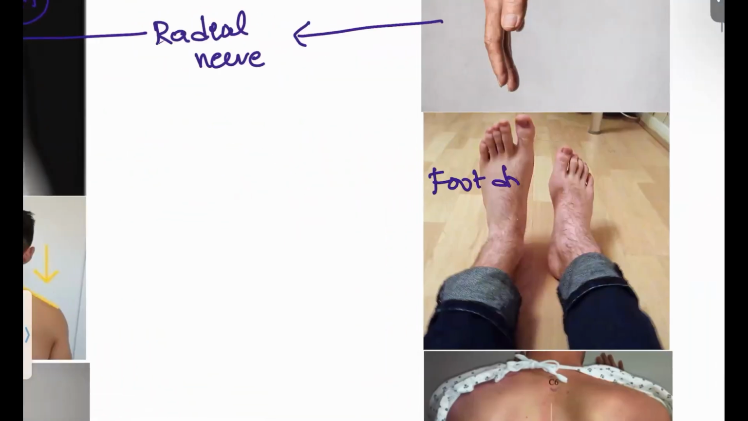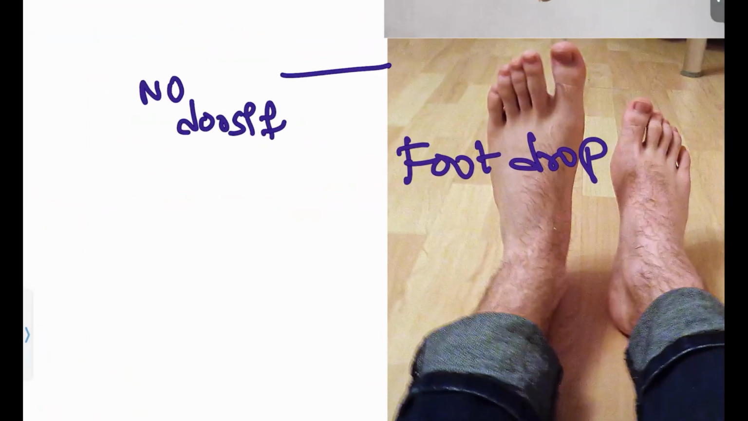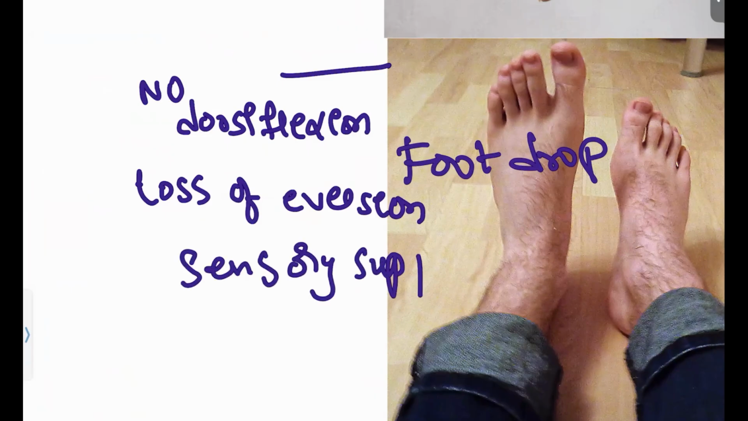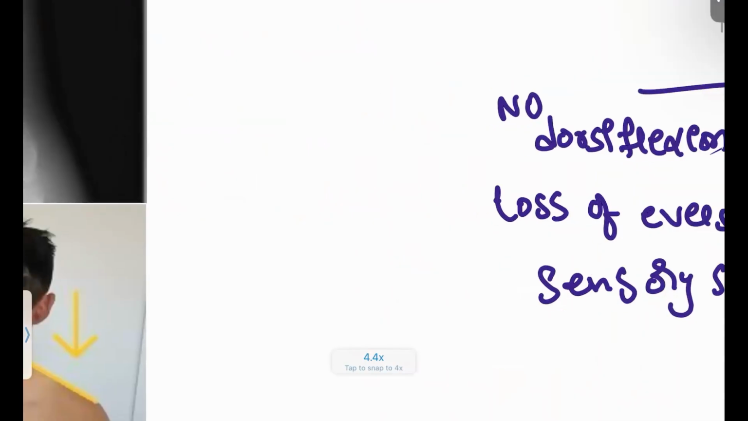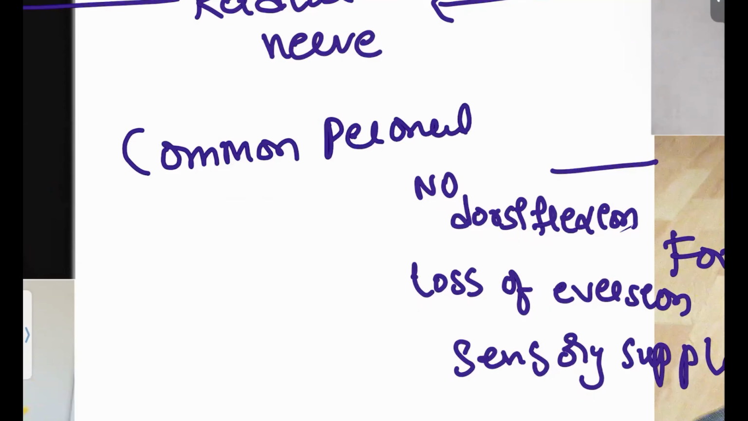And here you can see this is your foot drop. Okay, what is happening in the foot drop? Basically, the patient cannot do dorsiflexion. Okay, patient cannot do the dorsiflexion. Patient doesn't have the function to do the eversion. And also there is loss of the sensory supply. All of this together comprises what is happening in this patient, which is the common peroneal nerve injury. Okay, this is your common peroneal nerve injury. So foot drop is due to this nerve.